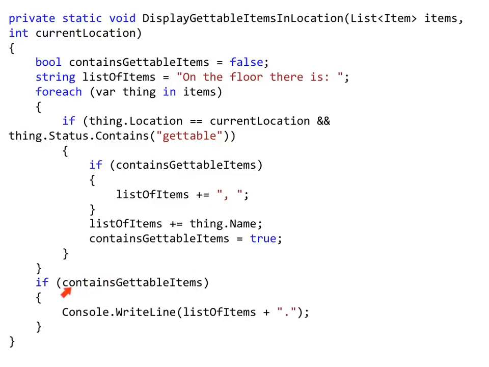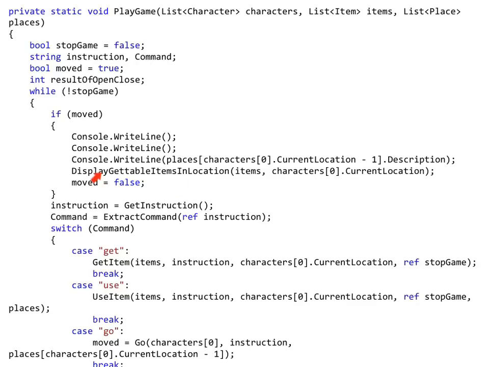So finally, once it's looped through all of the items in the list, it checks again if contains gettable items. That means it's found one or more items in that location, in which case it outputs at the end of list of items a full stop. So it will say on the floor there is the list of items and a full stop at the end. If there's nothing in the room, it won't output anything. And we return back into the play game subroutine at this point, and then it sets moved to false.